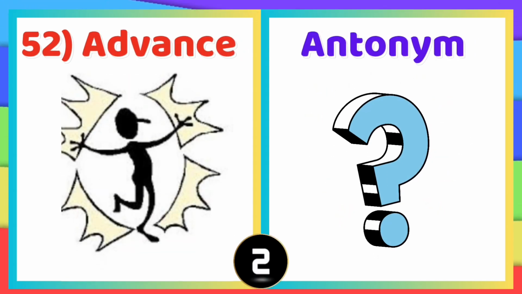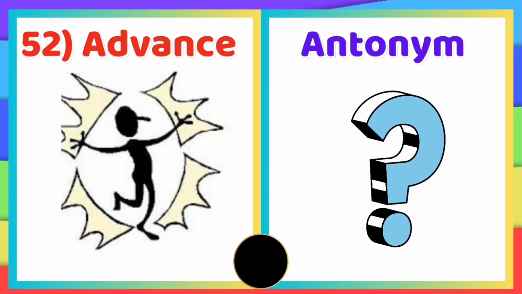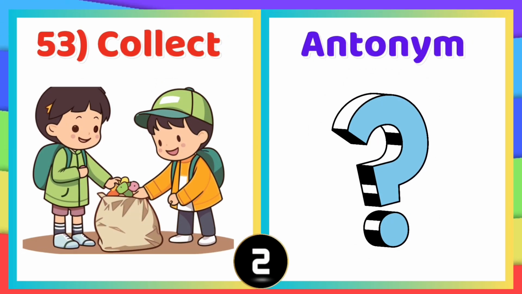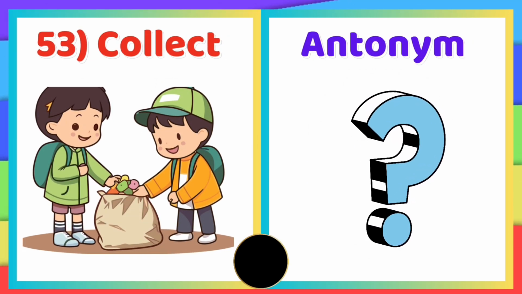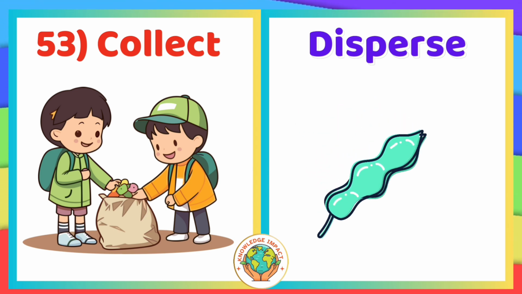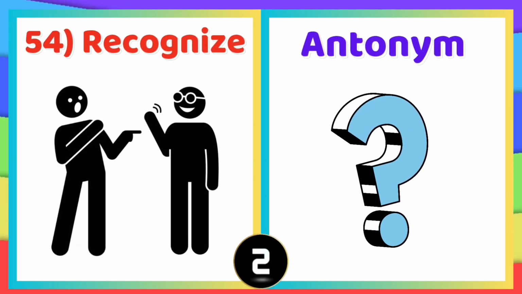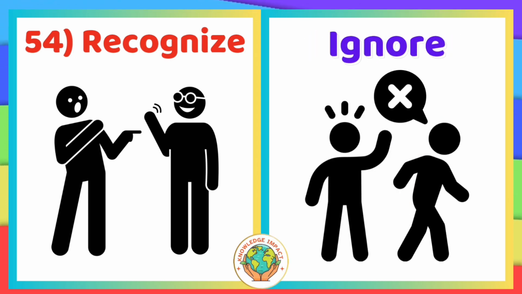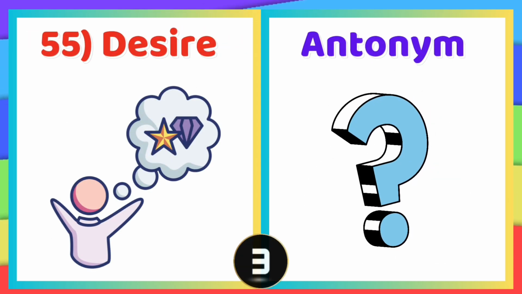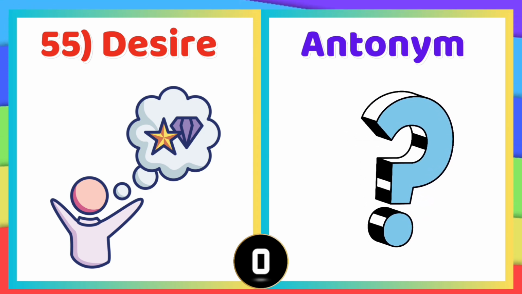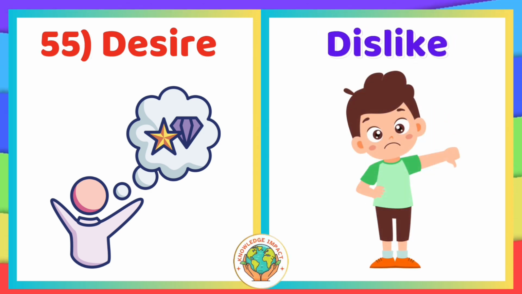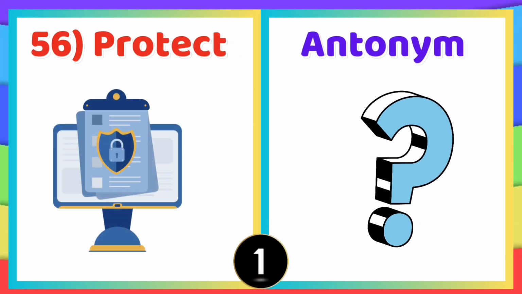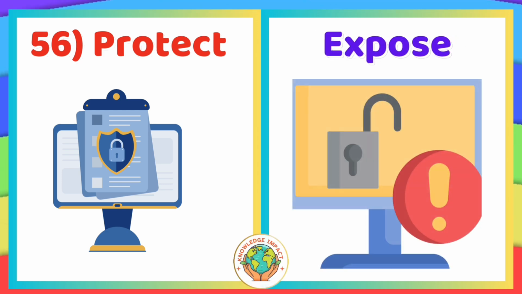What's the antonym of the word advance? Retreat. What's the antonym of the word collect? Disperse. What's the antonym of the word recognize? Ignore. What's the antonym of the word desire? Dislike. What is the antonym of the word protect? Expose.